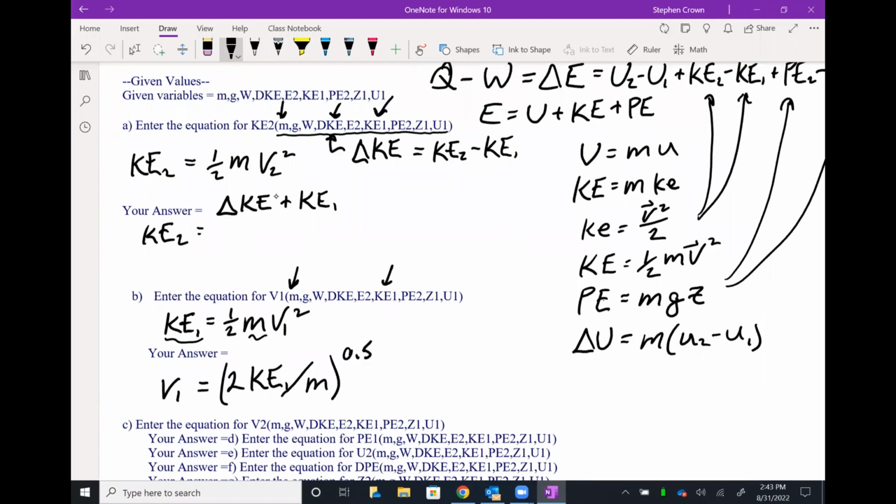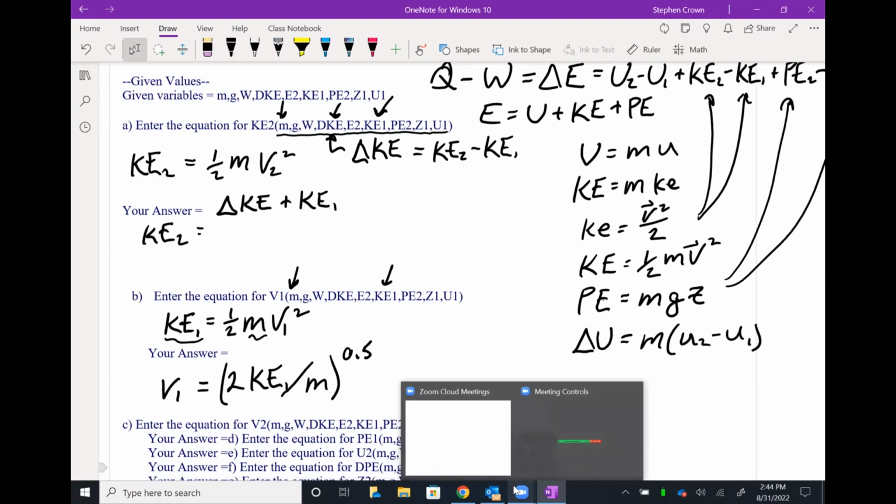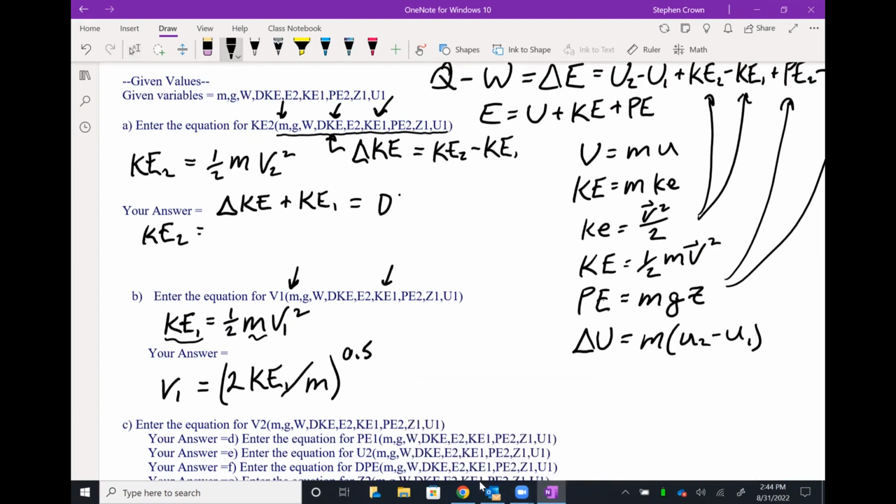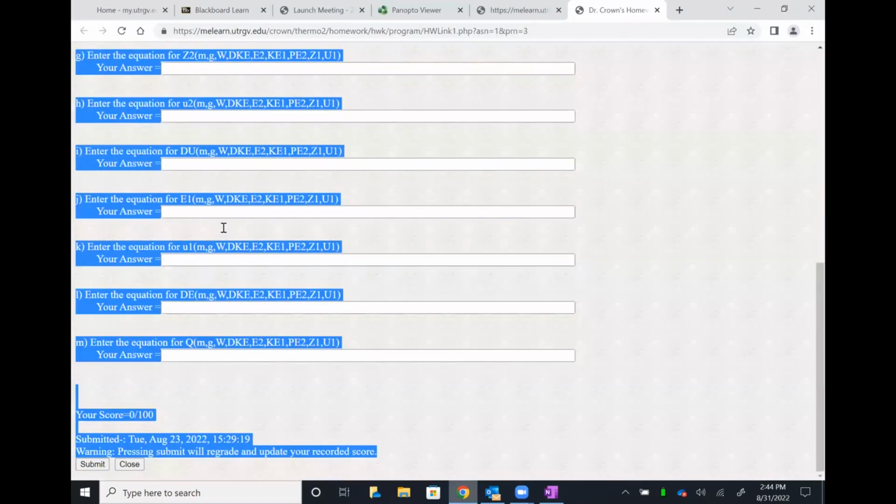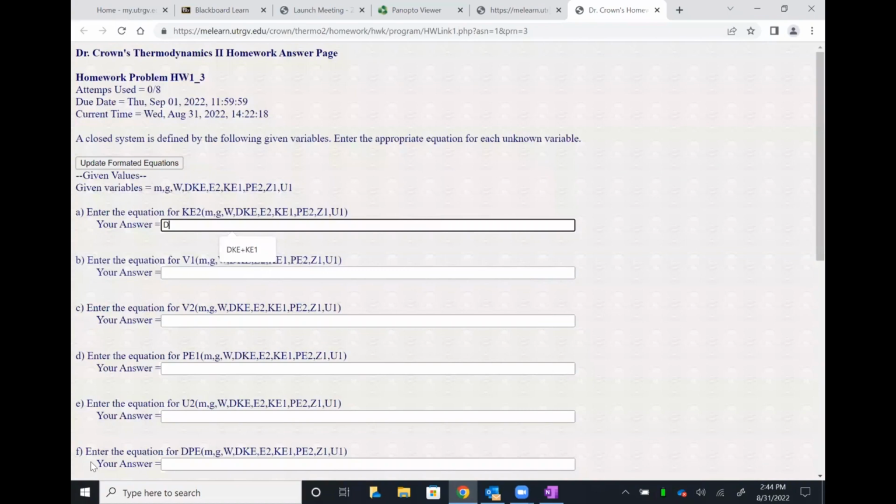Let's see if we can enter these into the homework system. And so I'm going to go back. So I have delta ke plus ke1. Now I'm going to write that as dke plus ke1. And I'm going to submit that. And it says it's correct.